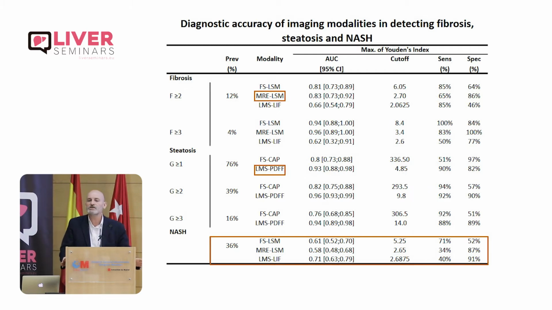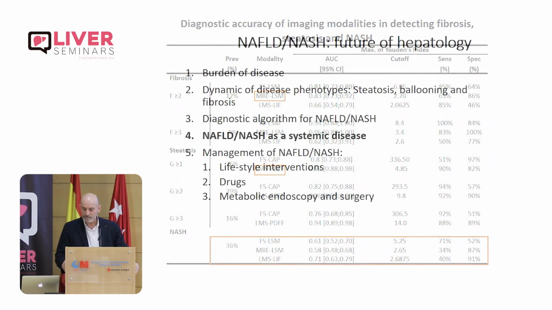For steatosis, the PDFF is fantastic. Proton density fat fraction allows us to accurately diagnose fat infiltration, and the unmet need is to recognize NASH. Using FibroScan, magnetic resonance elastography, or LiverMultiScan, we would not reach a diagnostic accuracy enough to implement for this purpose: 0.61, 0.58, or 0.71. It's an unmet need to develop an imaging biomarker to detect steatohepatitis, and I think it's a place for DEMILI in clinical practice.